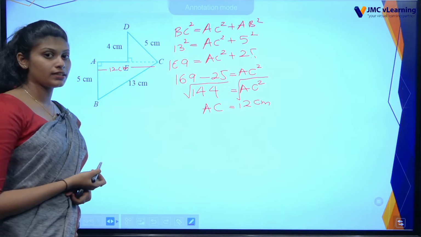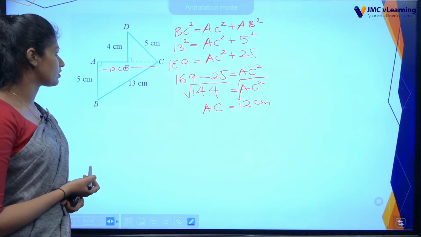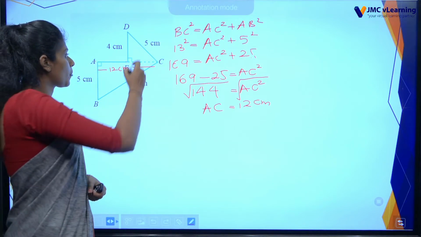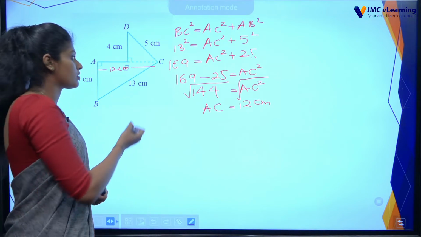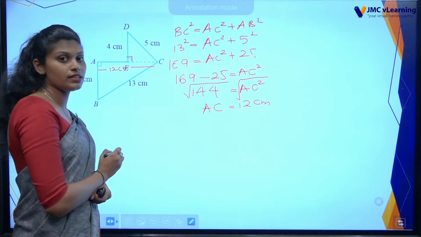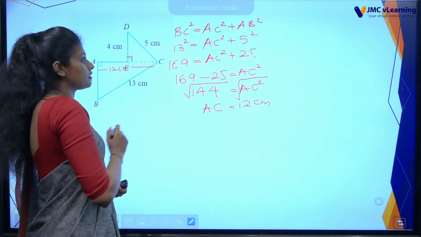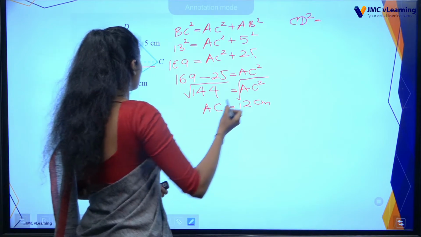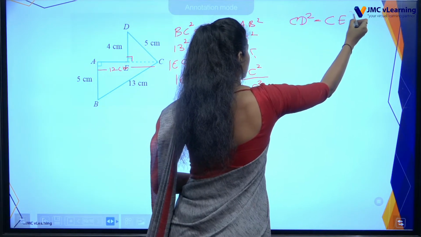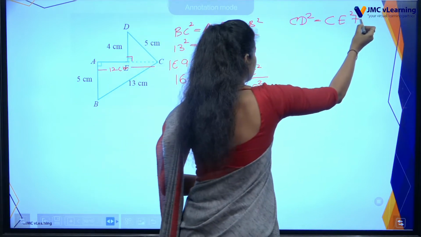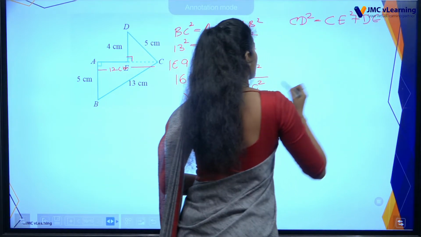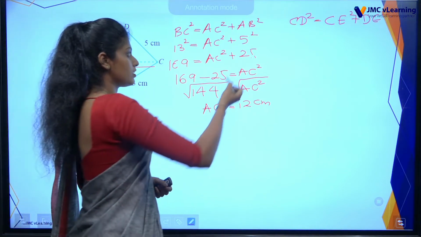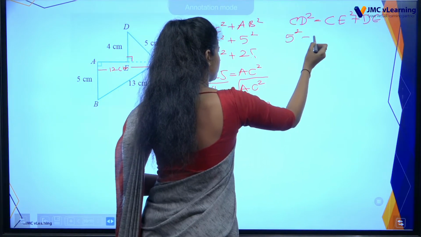Now let's apply the Pythagoras theorem to the CDE triangle. Then what is the hypotenuse of the CDE triangle? CD is the hypotenuse. Why? Here this angle is right angle, so the opposite side is CD. Then let's write CD squared is equal to CE squared add DE squared. Then what is the length of CD? It is 5. So here write 5 squared.